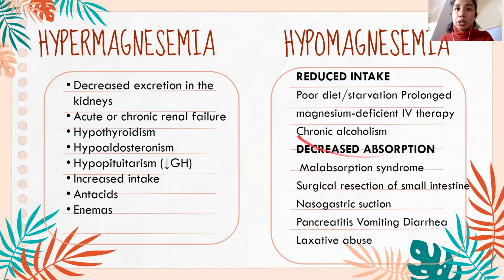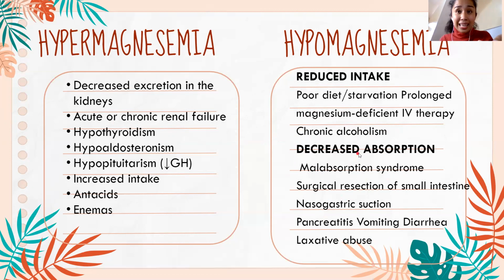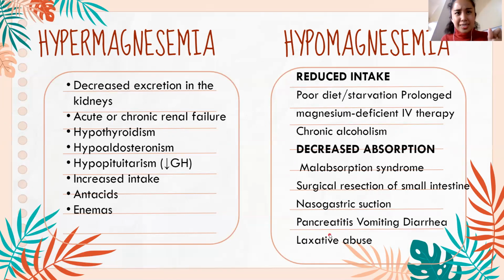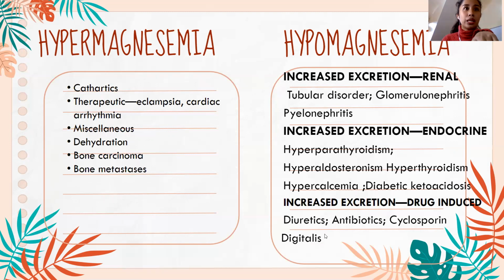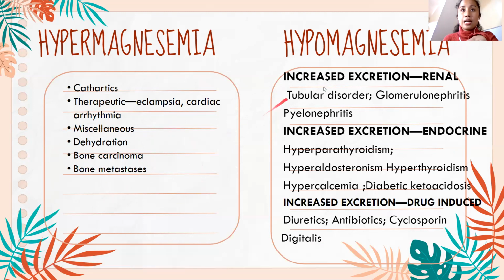Hypomagnesemia: chronic alcoholism, and in cases where there is decreased absorption in the intestine. So if there is malabsorption syndrome, or resection of your small intestine wherein they cut a portion of it. When there is nasogastric suction, in cases of pancreatitis, vomiting, diarrhea, laxative abuse. Those who love drinking slimming pills, class, slimming tea, no. So ang dami, class, actually. Hypermagnesemia: cathartics, dehydration, carcinoma, metastasis. Hypomagnesemia, in cases of increased excretion.